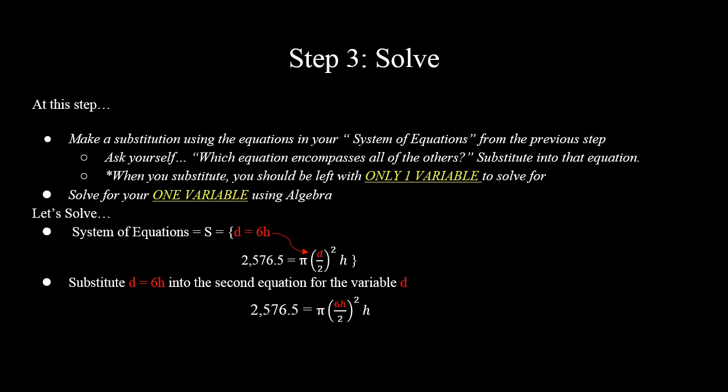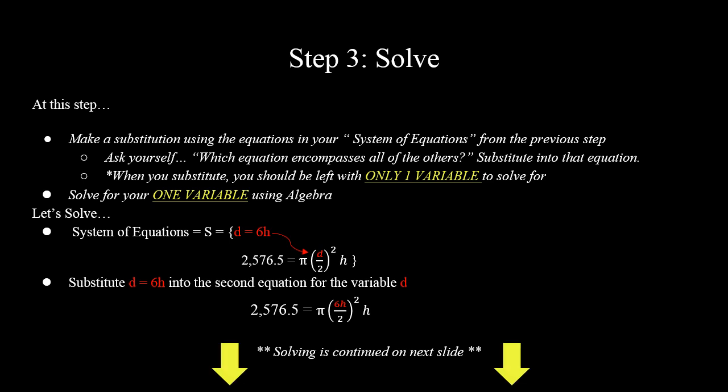So now our new equation after our substitution looks like this: 2,576.5 equals pi times the quantity of 6h over 2 squared times h. We took our d equals 6h and substituted it in for the d in our volume equation. So now instead of d over 2, we have 6h over 2. And now we only have one variable, which is exactly what we are trying to accomplish. We are only solving for h now. We have one variable, so we can use algebra to solve for that variable. I'm going to continue and show you the algebra on how to solve for h in the next slide.